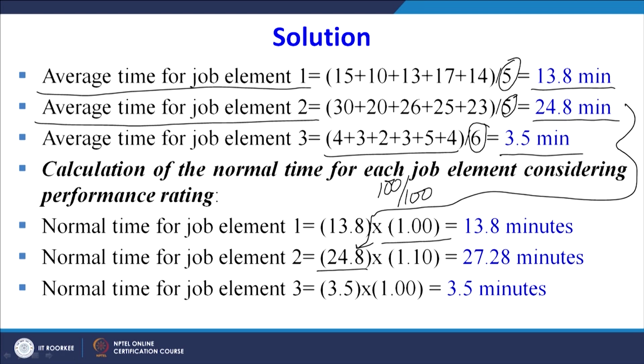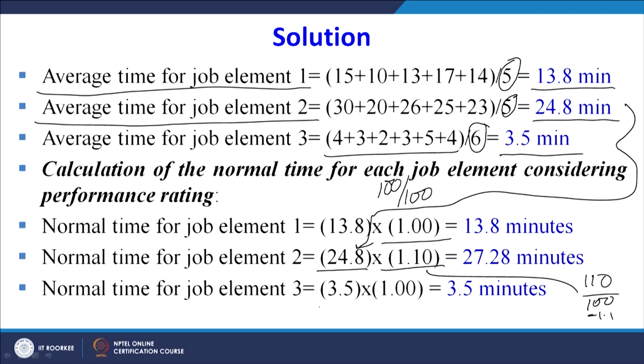Similarly 24.8, that is the observed time or the average time for job element 2. Here this is being multiplied by the rating factor, which is 1.10. Why? Because the performance rating is given as 110 divided by 100. So this comes out to be 1.1. So 1.1 is being multiplied by the observed time.